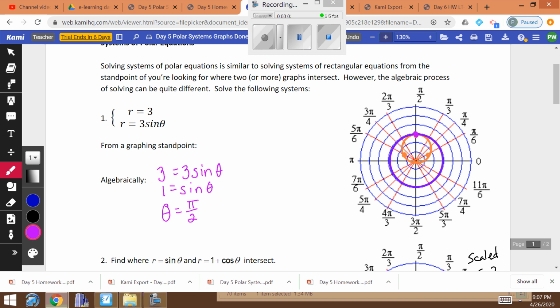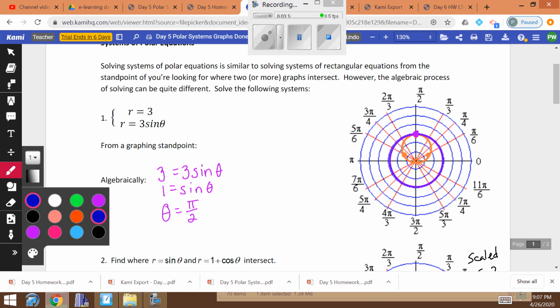You can kind of see that already on our graph. Both of these points right here are along pi over 2. Both of these are some of our simpler polar graphs. Both of them are circles. You can visually see that really it's at theta equals pi over 2.